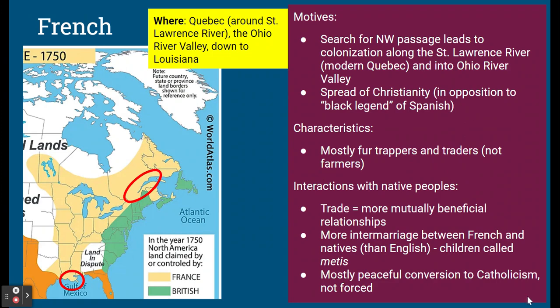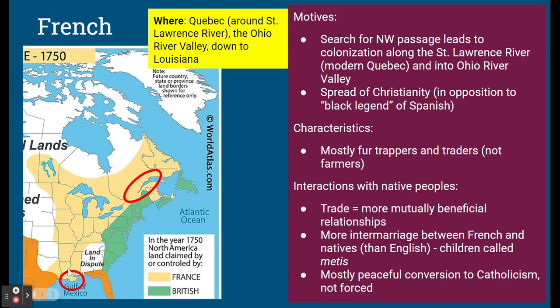So we're going to move on to the French. The French settled areas mostly around what is today part of Canada, which is Quebec. Particularly, they settled around the St. Lawrence River and then down into the Ohio River Valley, all the way as far down as Louisiana. And of course, just like the Spanish and other settlers, they also had claims in the Caribbean. But for the purposes of our course, which focuses on U.S. history, these were their North American holdings.